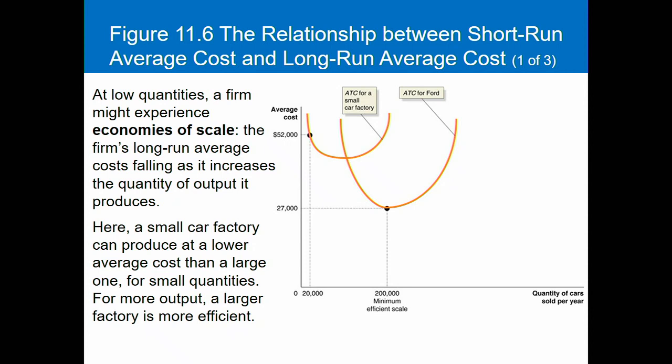Now, Ford has huge production facilities. They have a ton of employees. Their average total cost curve is going to dip much lower than Tesla. It dips all the way down here to $27,000 for average total cost to make 200,000 cars. So for Ford, a much larger output is more efficient. They end up producing at a much lower cost. So for an automaker, in this case, it makes sense for them to grow larger and larger if they're going to be able to reduce their costs over time.